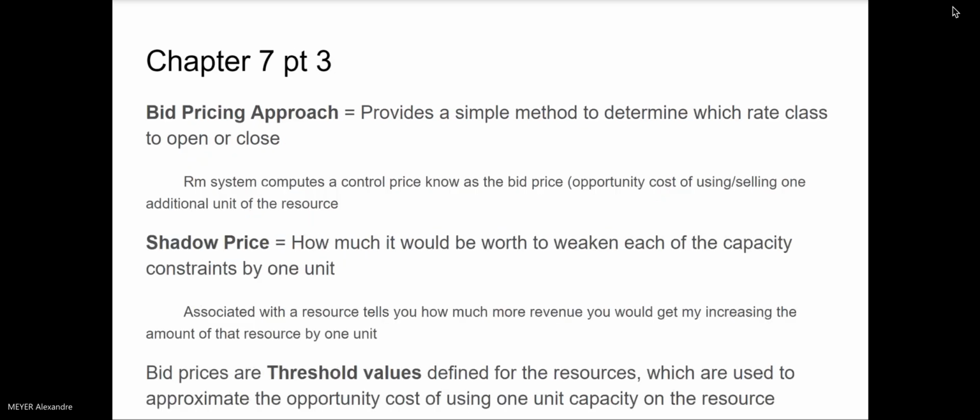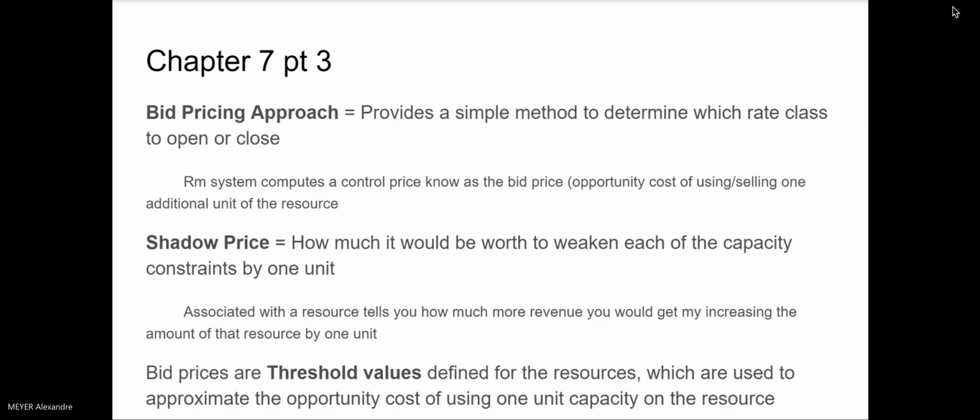All right. So, bid pricing approach. The bid pricing approach provides a simple method to determine which rate class to open or close. If this doesn't make sense, I will show an Excel example to make it a lot easier, and maybe it'll make it a bit better to understand. So essentially, the revenue management system computes a control price known as the bid price, right? The opportunity cost of selling or using one additional unit of the resource.